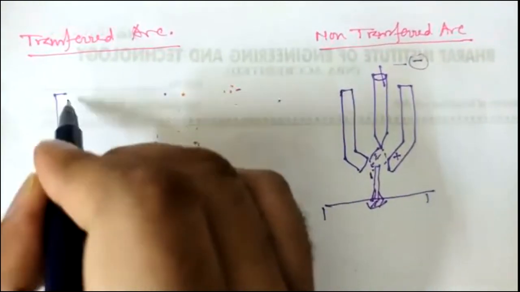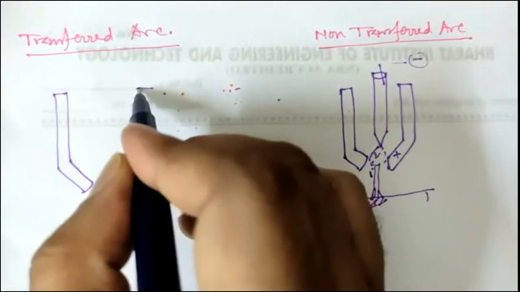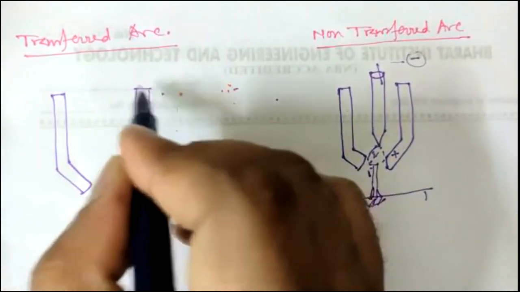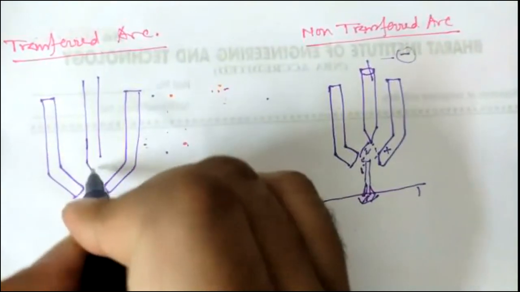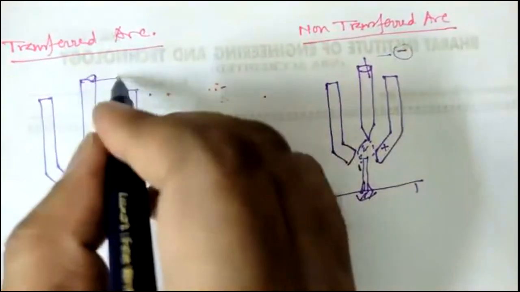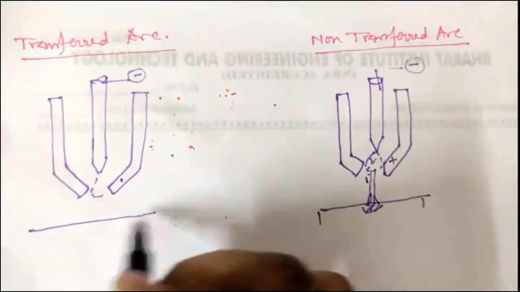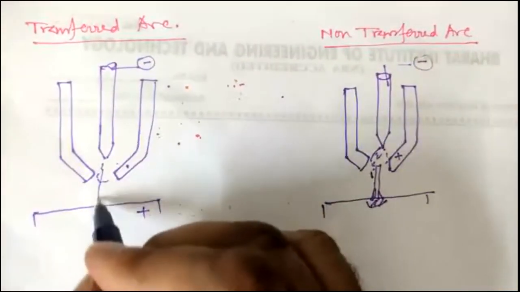Whereas in case of transferred arc, the difference is, just a minute, let me draw it. Here, same as before, my negative power supply is to the electrode, but the positive power supply will not be given to the nozzle. We will be giving the positive power supply to the workpiece. So this is the difference.